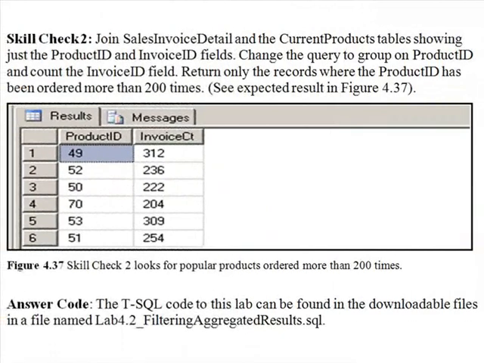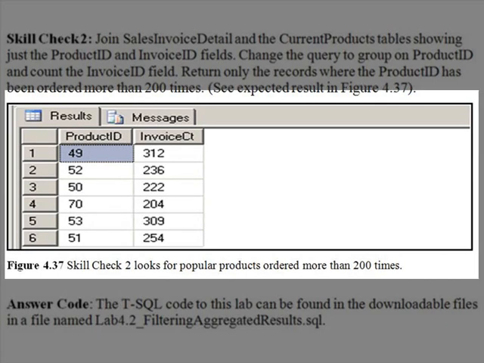Skill Check 2. Join the sales invoice detail and the current products table showing just the product ID and invoice ID fields. Change the query to group on the product ID and count the invoice ID field. Return only records where the product ID has been ordered more than 200 times. When you're done, your screen should resemble the figure you see here.